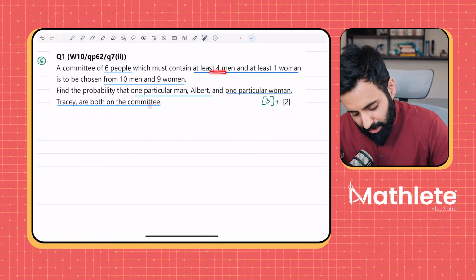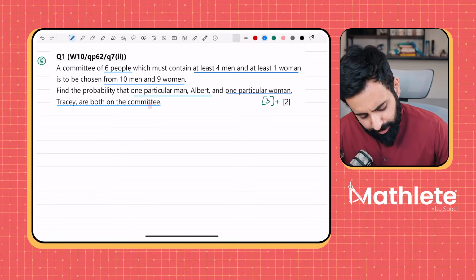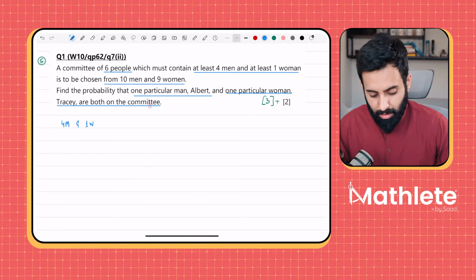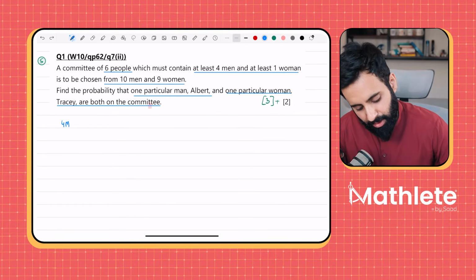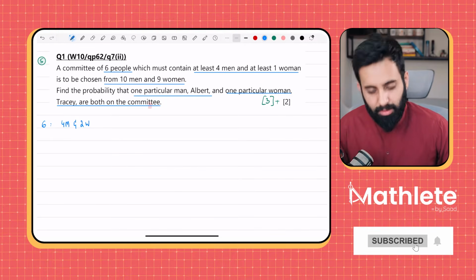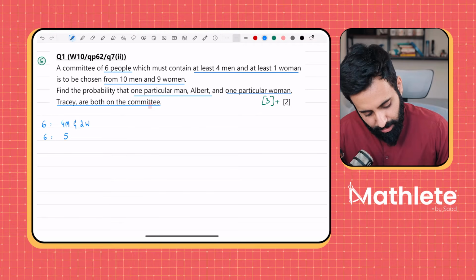The condition is that there must be at least 4 men and at least 1 woman. So if you think about it, that means we can have 4 men and 1 woman. No, wait a minute, not 4 men and 1 woman. We can have 4 men and 2 women. That way you make a group of 6. And another way would be 5 men and 1 woman.